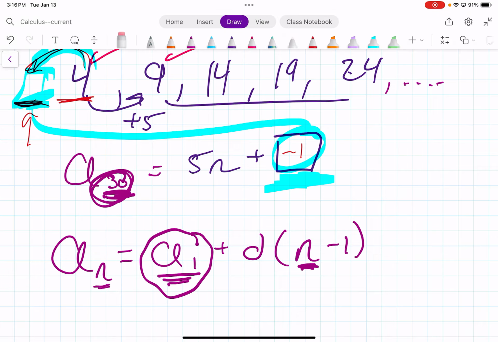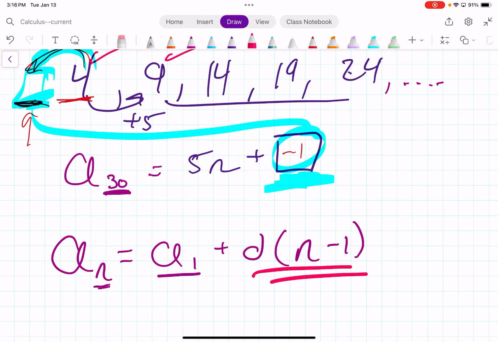So why am I writing an n minus 1 times d? Talk about that at your table. What makes sense to you about why it is 1 less? It's related. All of this is related. Go ahead, talk to each other. What do you think?